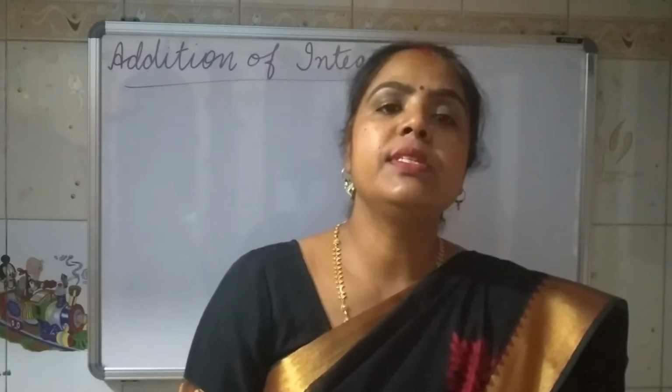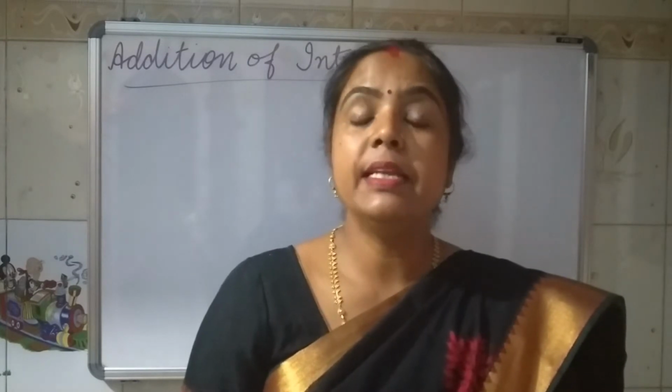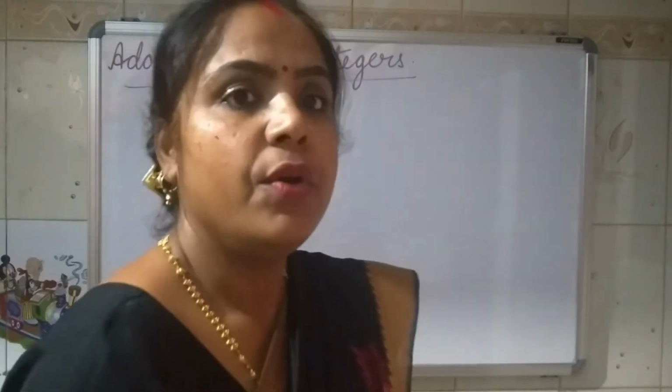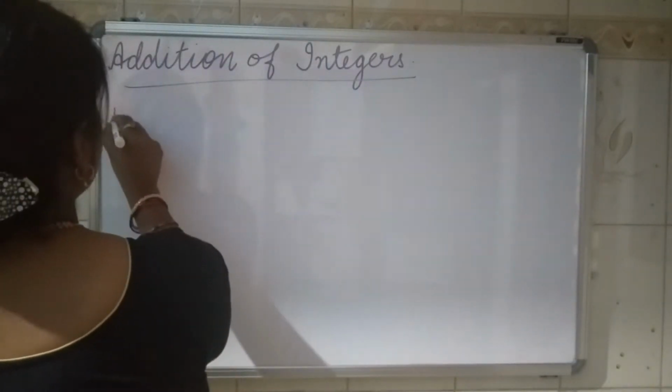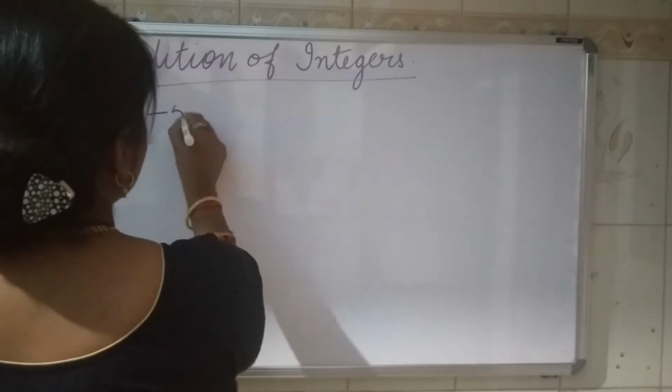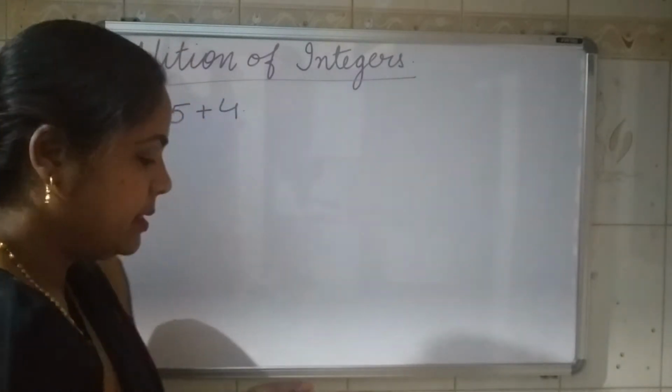Today we are going to start with the addition on number line. Addition of integers on number line. So first we are going to begin with that. I am taking one number. First example is minus 5 plus 4. Okay, these are integers.